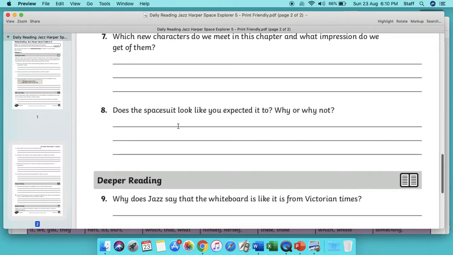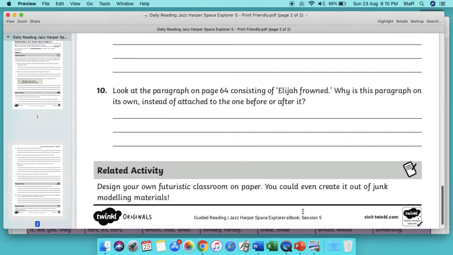Does the spacesuit look like it expected you to? Why or why not? Why does the jazz say the whiteboard is from Victorian times? Why does the jazz think the whiteboard is so old? So all of these questions here.